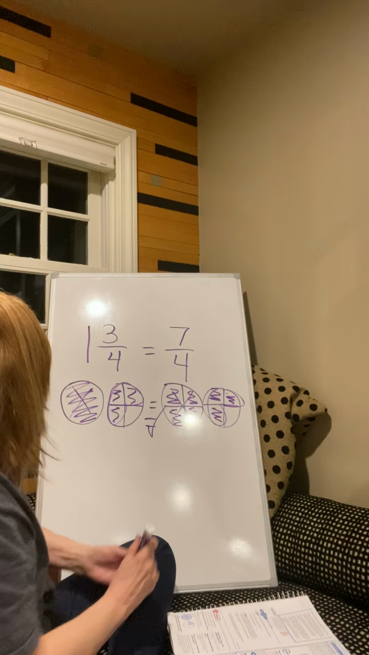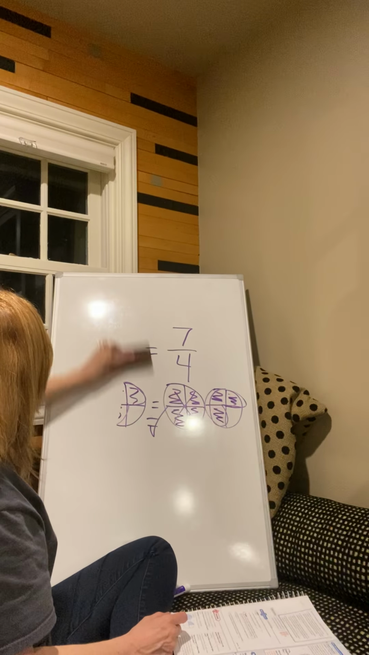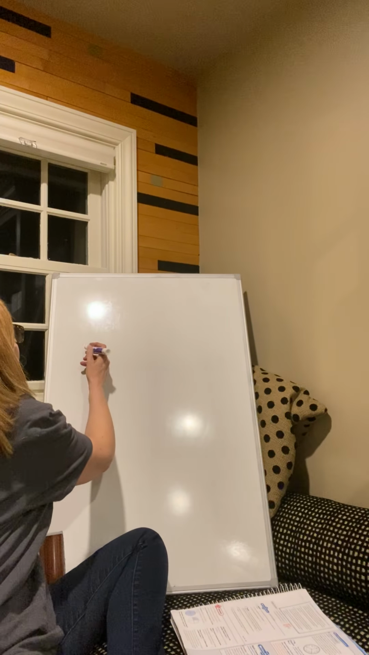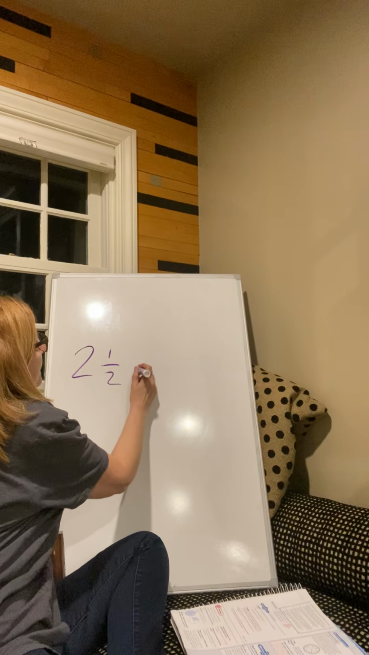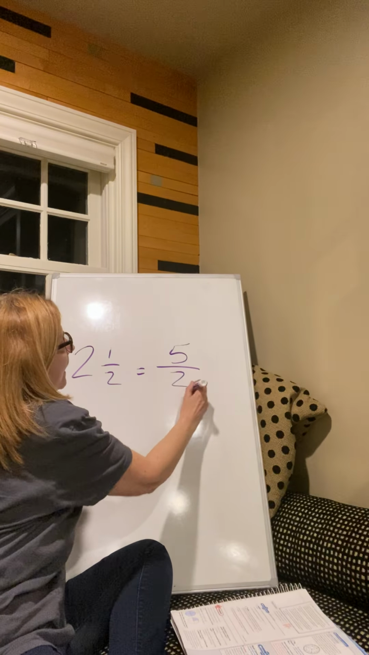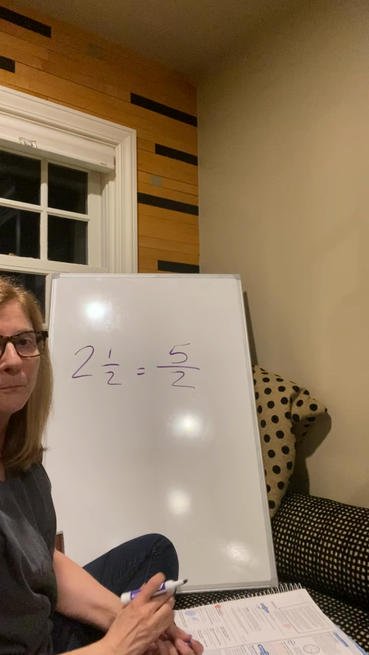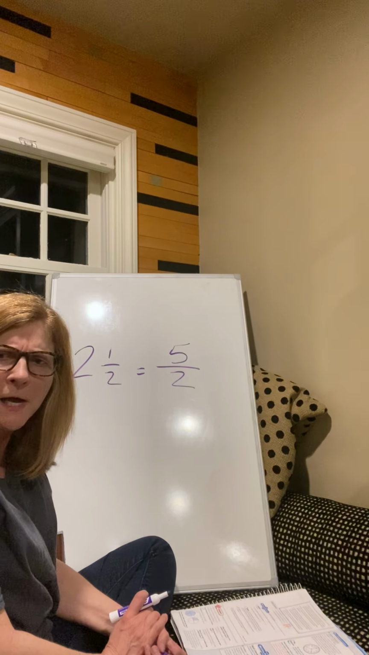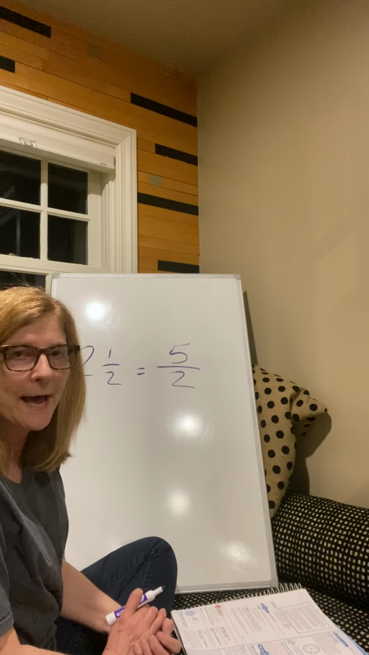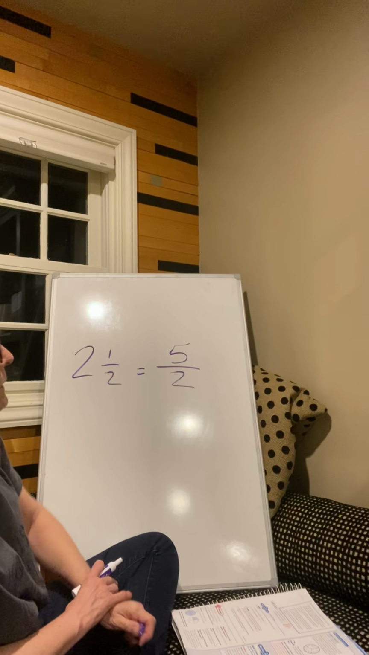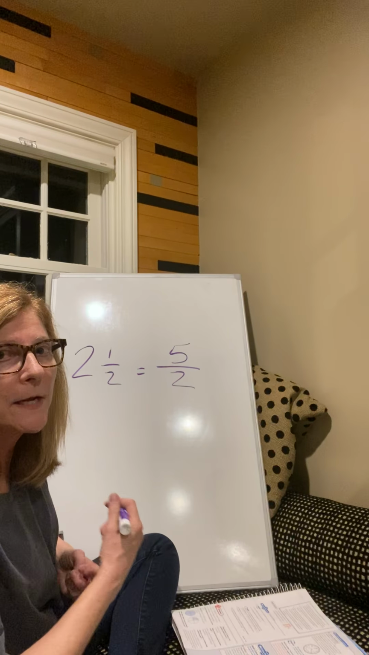Let's do another one. All right, you got 2 1/2 equals 5/2. 2 1/2 equals 5/2. Practice saying that, 5/2. A lot of people don't know how to say that. 5 halves. 5/2. Okay, 2 1/2 equals 5/2. Draw the left side because it's the easiest.